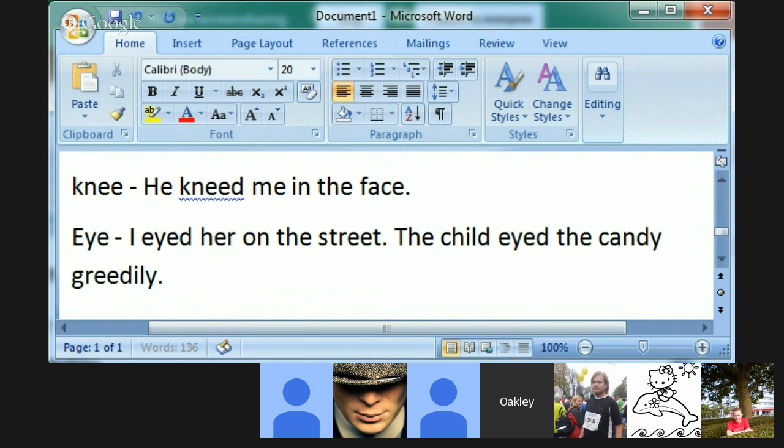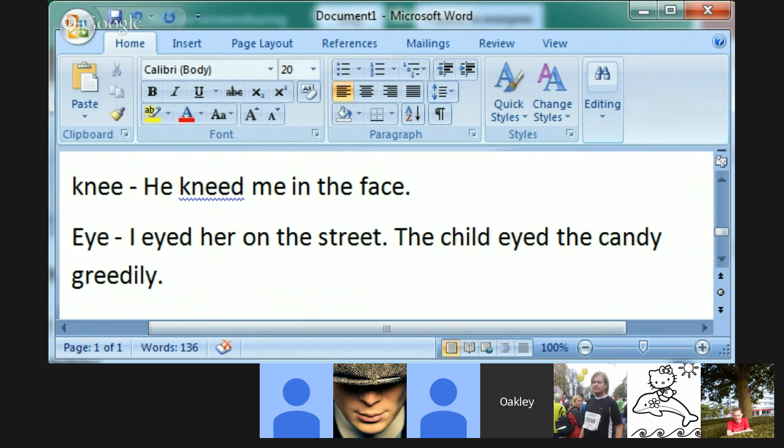Here, let me give you another example. Maybe my example would help explain it. It's a little bit more than observe. The child eyed the candy greedily. You eye something that you covet or you want. So if you eyed her on the street, that means you obviously found her attractive. You eye something in a covetous way, to covet something, to want it, and maybe in a slightly unhealthy way.